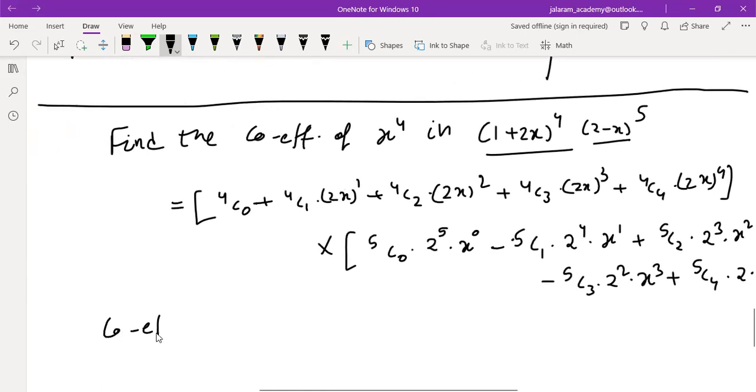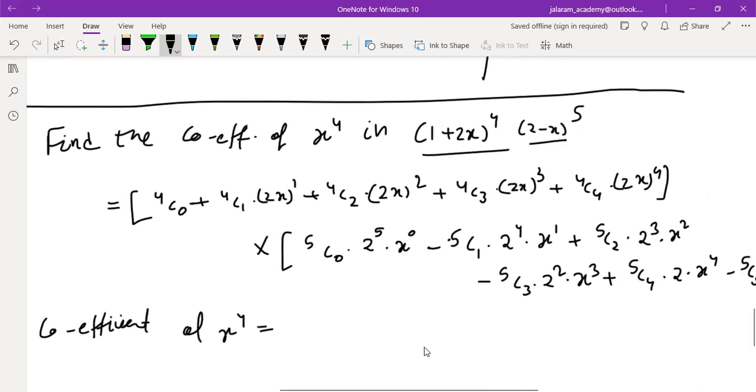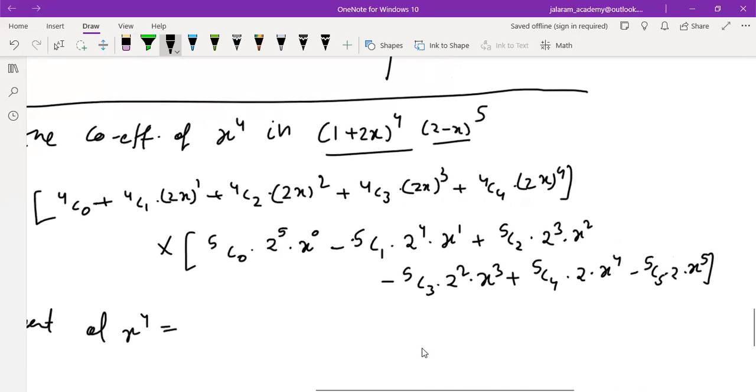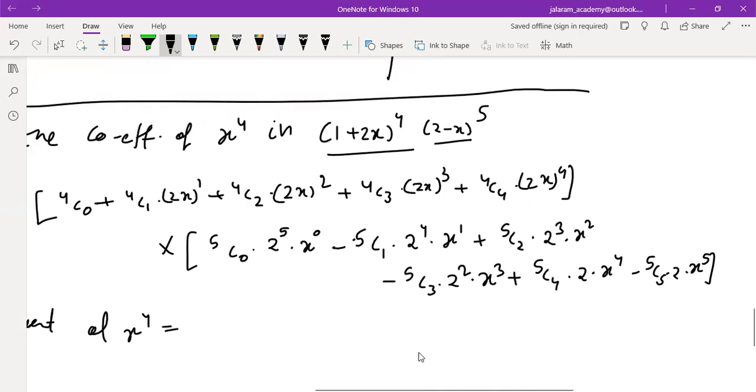Now we write the coefficient of x to the power 4. For this, we do not need to expand these factors by multiplying. Instead, we will take only the coefficient of x to the power 4. So 4c0 into which term will give the term containing x to the power 4? If we multiply this term with 4c0, it will give the coefficient of x to the power 4. Is that clear to you?